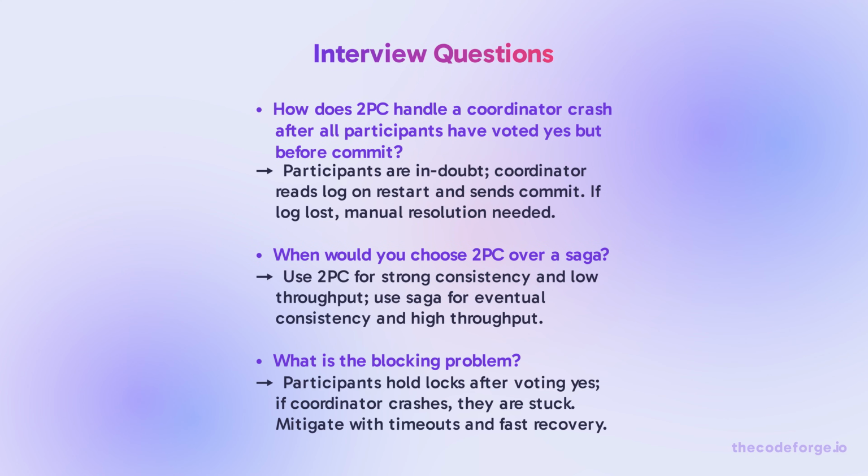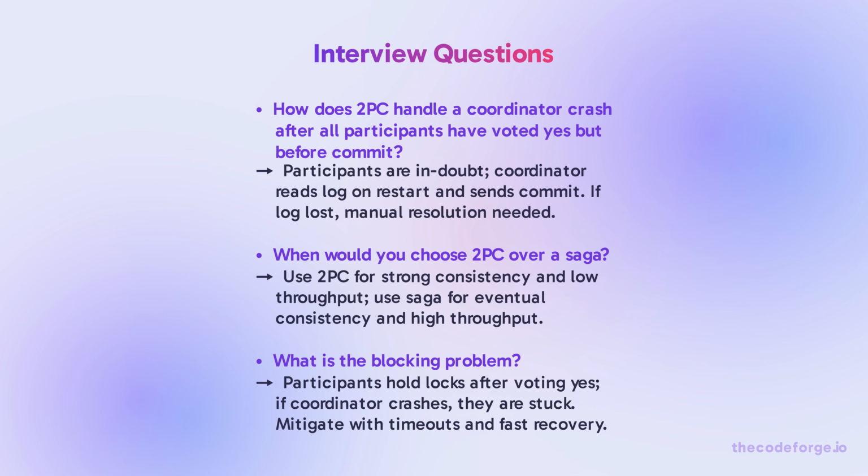Let's run through some common interview questions. How does 2PC handle a coordinator crash after all participants have voted yes but before commit? Participants are in doubt. Coordinator reads log on restart and sends commit. If log lost, manual resolution needed. When would you choose 2PC over Saga? Use 2PC for strong consistency and low throughput. Use Saga for eventual consistency and high throughput.